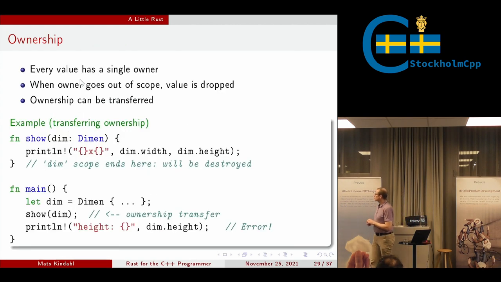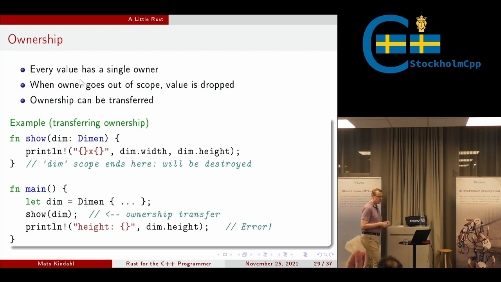So, ownership. Every value has a single owner. When the owner goes out of scope, when the function stops executing or something basically, then the value is dropped. So you delete it at that point. It works like in C++, no surprises there. Ownership can be transferred. You can move things between functions.